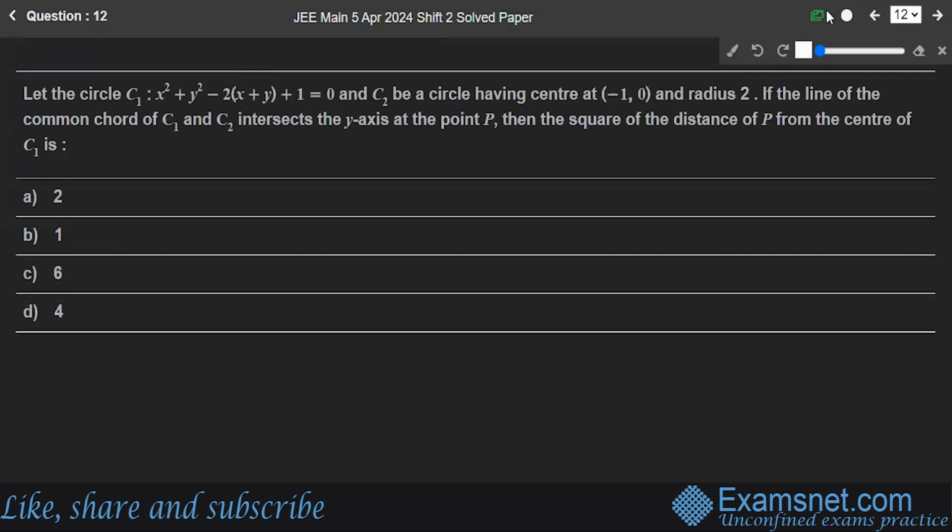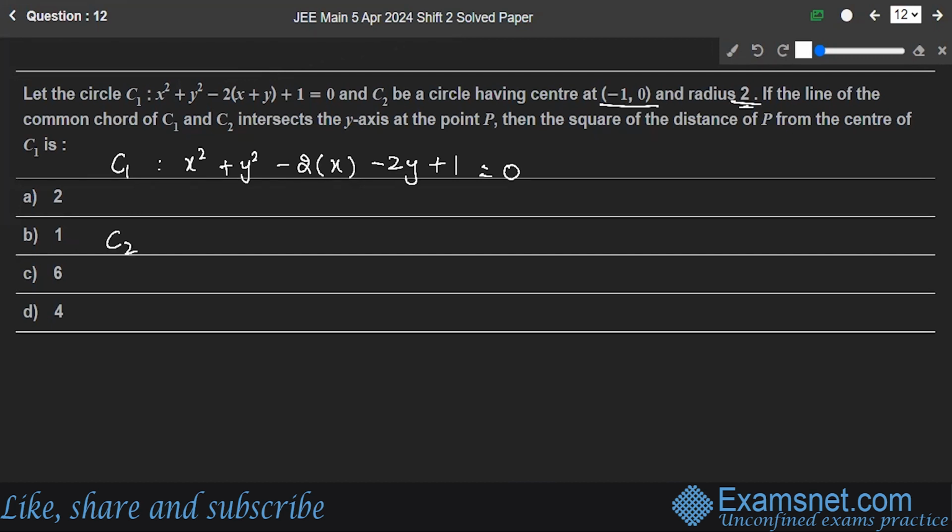Question number 12, let the circle C1 be given by this equation and C2 be the circle having its center at (-1, 0) and radius 2. If the line of the common chord of C1 and C2 intersects the y-axis at the point P, then the square of the distance of P from the center of C1 is. We're having two circles. This is C1 given by x square plus y square minus 2x minus 2y plus 1 is equal to 0. So C2, you're given the center and the radius.